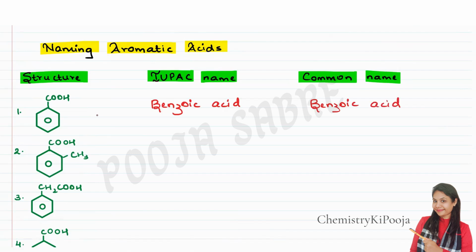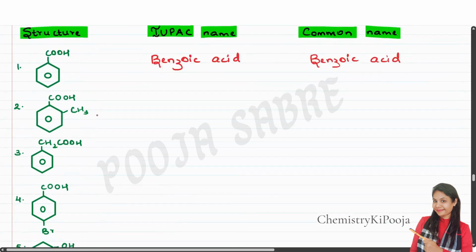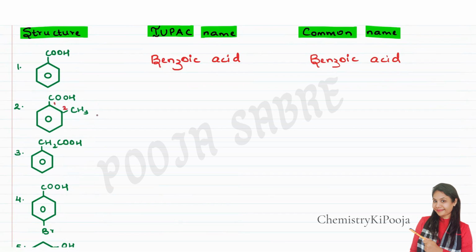The second one is benzene, then COOH and CH3. So this is 1 and then 2. So this becomes a 2-methyl benzoic acid. Clear? 2-methyl benzoic acid.